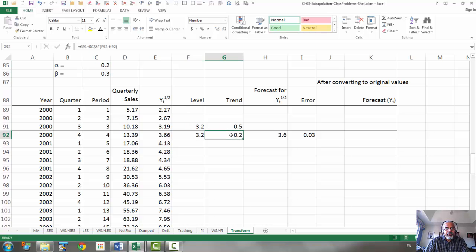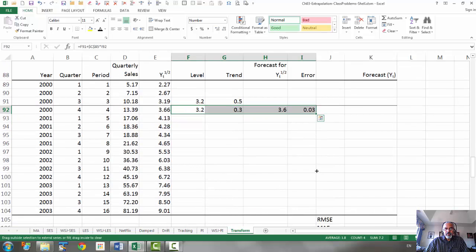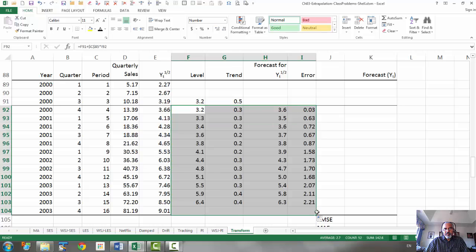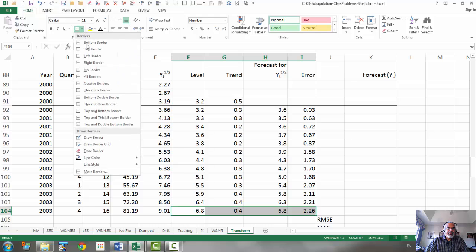Now trend would be G91 plus, this should be C86, plus F92 minus H92, L minus F. Okay, so that's good. So now we can copy these. Put the border back.